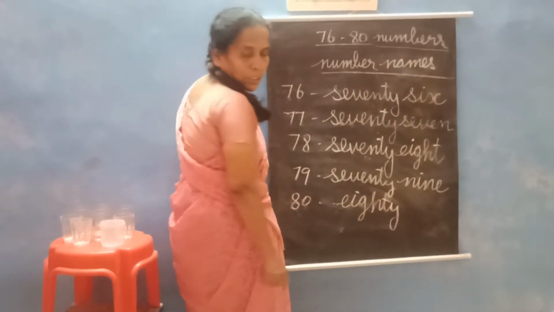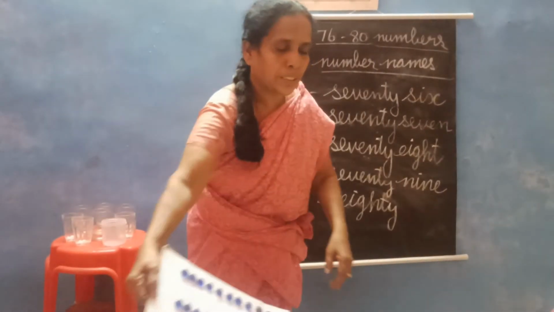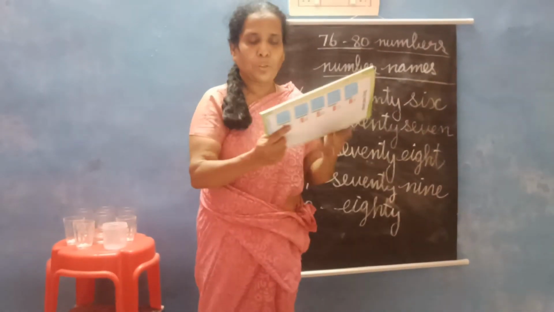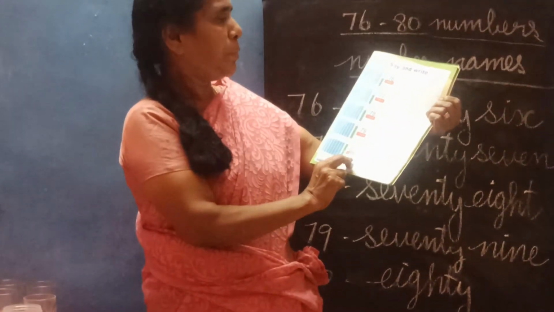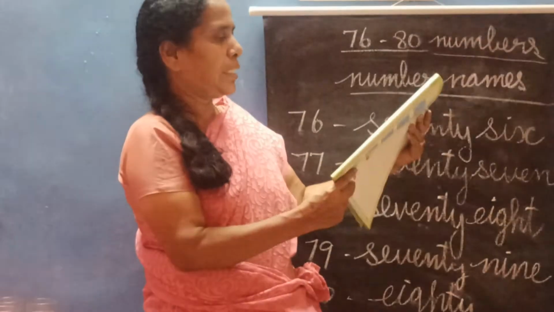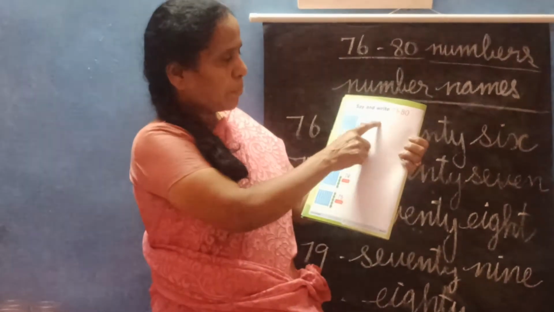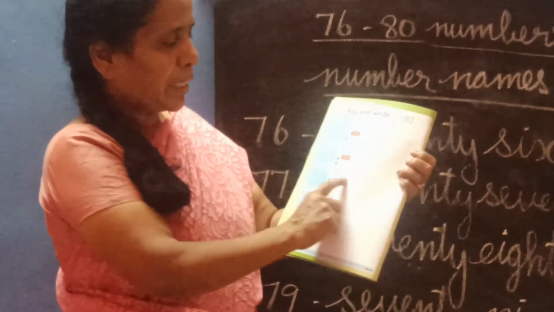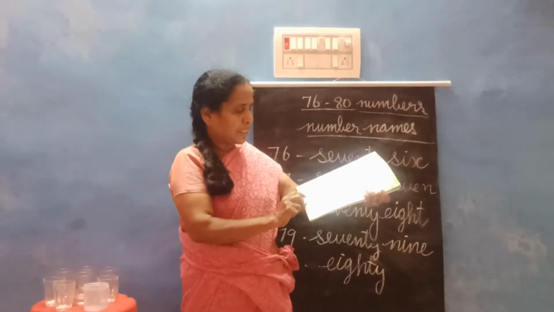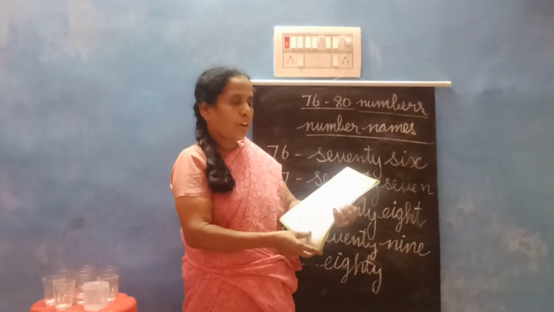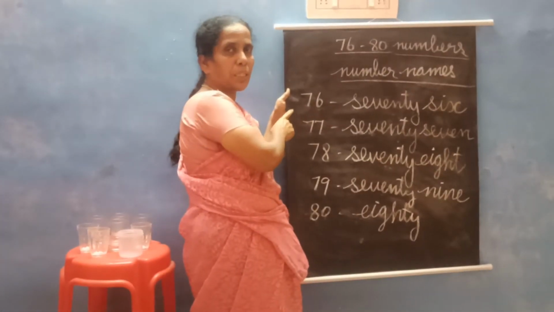E-I-G-H-T-Y, 80. Children, from your book, turn to page number 29 and 30. Take your book and write numbers, then number names. Learn from your book, page number 29 and 30. You have to write. Take your parents' help and write it. Then now see the before number and after number.